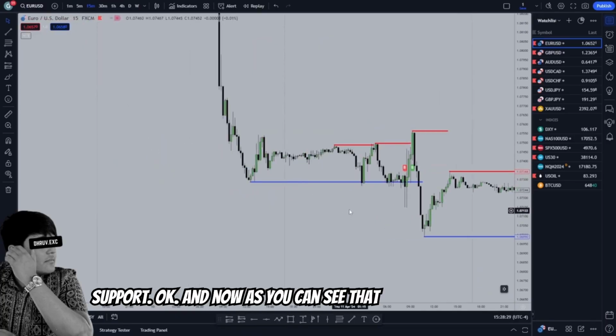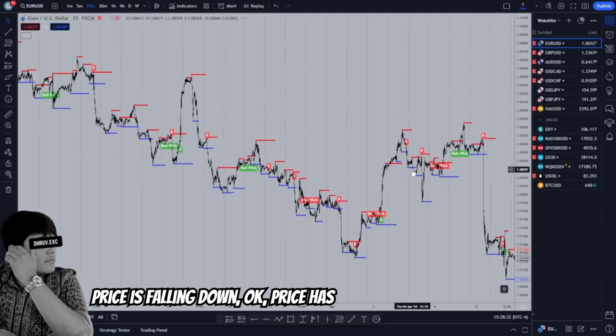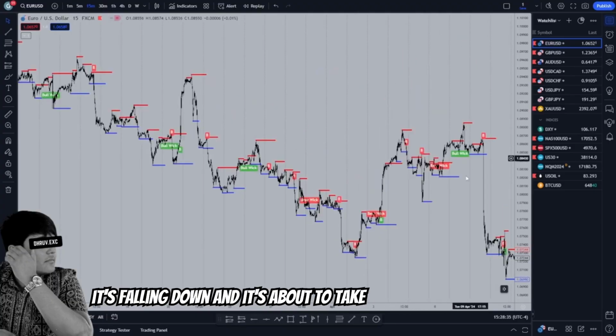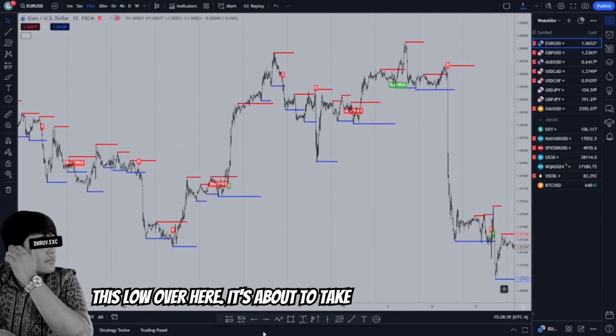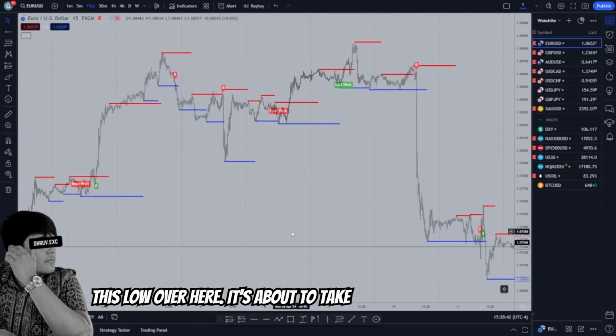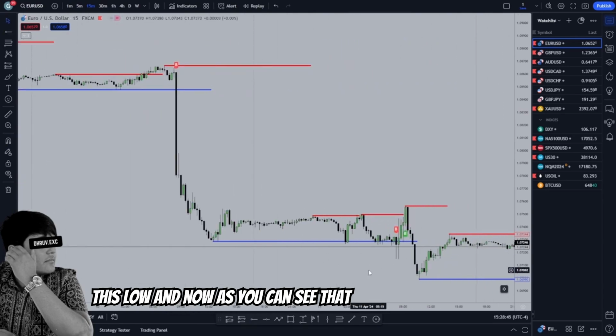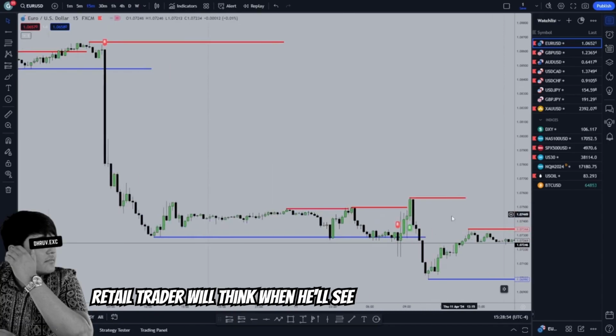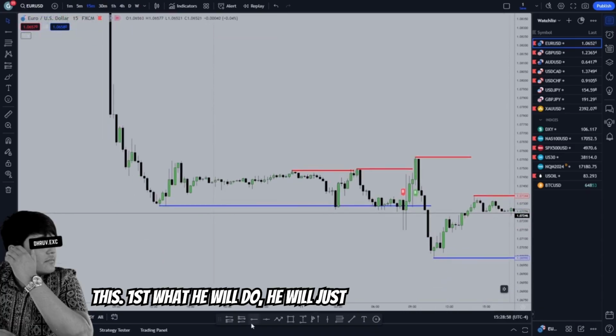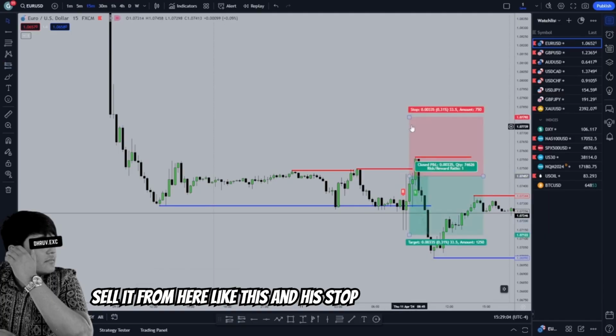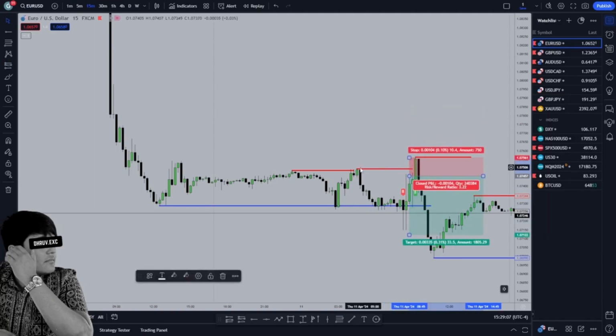Now as you can see, price is falling down. Price has taken this high over here, and from then it's falling down, and it's about to take this low over here. Now as you can see, price goes up and takes these two highs with this candle. Now what will the retail trader think when he sees this? First, he will just sell from here, and his stop loss will be just a little bit above this structural high.